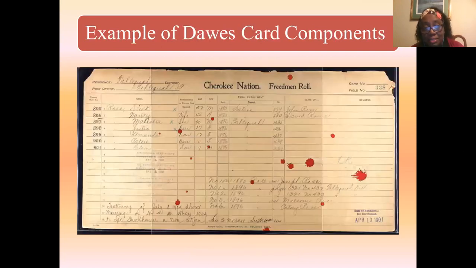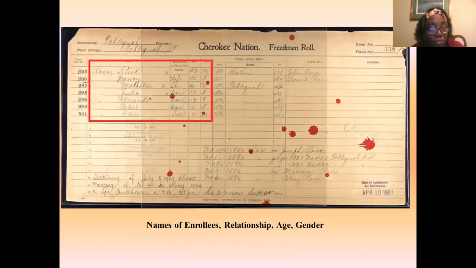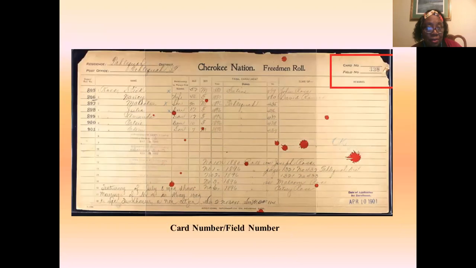Well, let's look at some of those components. We've already looked at Stick Ross. And of course, we see on the front his name, the name of his wife and children. We see his age. We see the gender of everyone who is there. In the upper right-hand corner of that card, you see a field number.